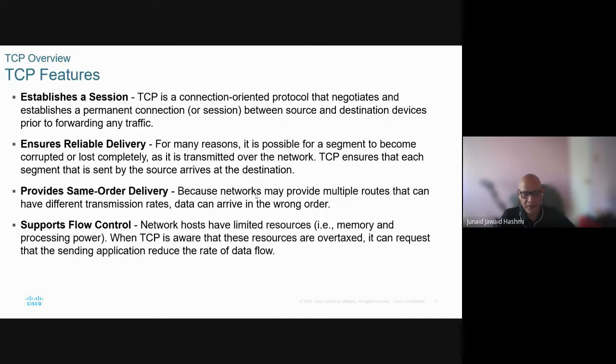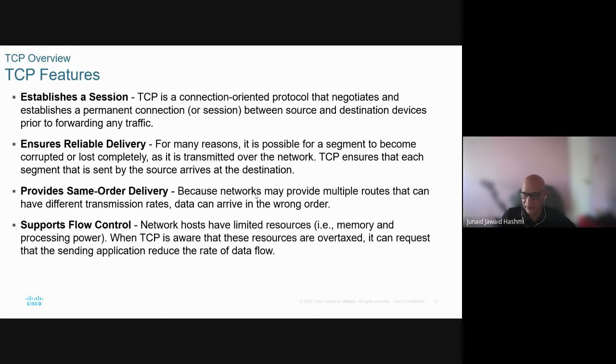And it also provides same order delivery, because a network may provide multiple routes. As you know, you have multiple routes with different transmission rates, so the data can arrive out of order. So TCP makes sure that data does not arrive in the wrong order. Okay. And it is also responsible for controlling the flow of conversation. Okay.